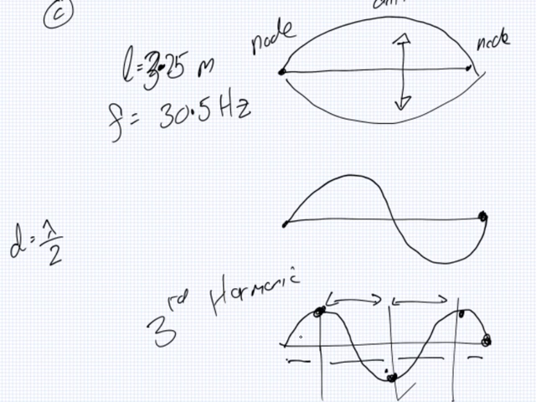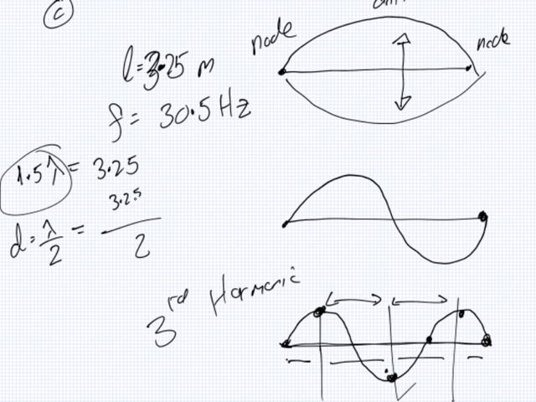How much of a wave do I have here? Do I have 1.5 full waves? Yeah, 1.5 waves. So 1.5 times the wavelength is equal to 3.25. I have 1.5 wavelengths here, and that's equal to 3.25. Is that okay, or is that confusing? That's confusing. How much of a wave do I have here? 1.5. So 1.5 wavelengths is 3.25. So that means the wavelength is 3.25 over 1.5.